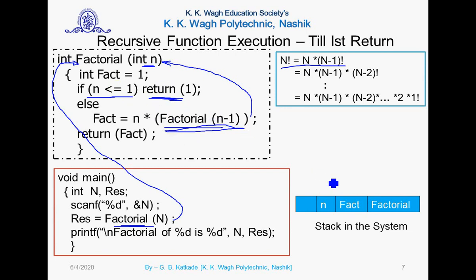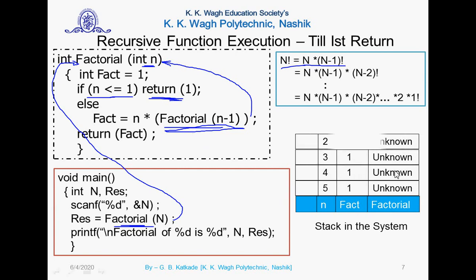So when we call with 5, the frame with n equal to 5, fact equal to 1, and factorial value unknown is pushed on the stack when we make a recursive call from here. So when I make a call, the parameter n will become 4. Next time the call is made, n will be 4, fact will be 1 again, and this unknown will go and repeat up to where n becomes equal to 1.